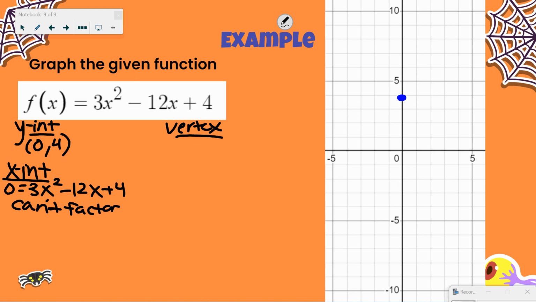How could I find this vertex here? Good. One option is completing the square. So let's go through and think about that. I factored out that a term, so I'm going to have x squared minus 4x, and then kick my constant to the curb.